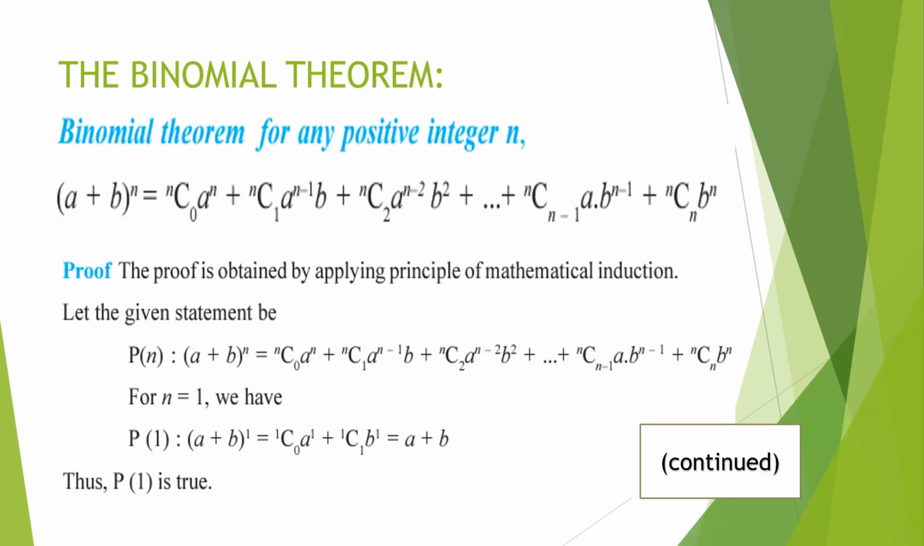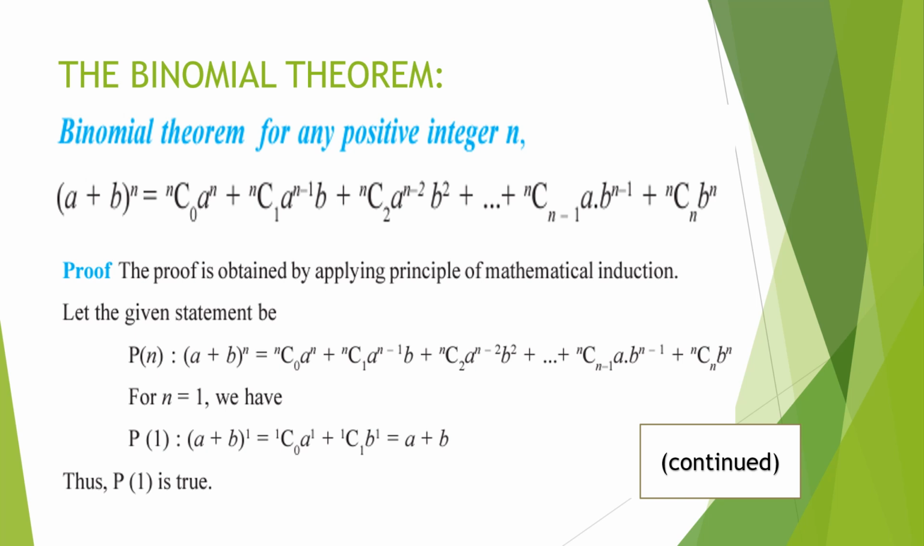The statement of the binomial theorem. For any positive integer n, (a + b)^n is equal to nC0 a^n plus nC1 a^(n-1) b plus nC2 a^(n-2) b^2 and so on up till nCn b^n. Now the proof of this theorem, we are going to see how it is proved.